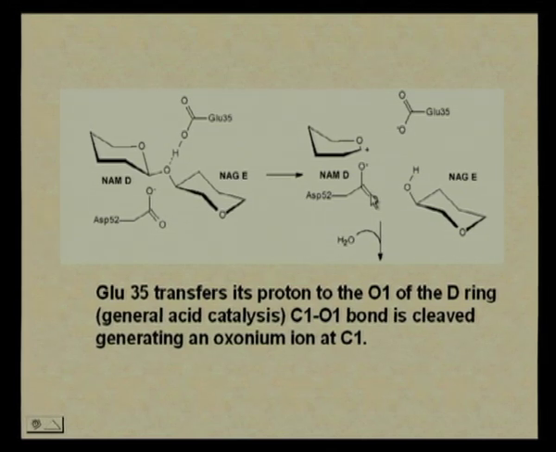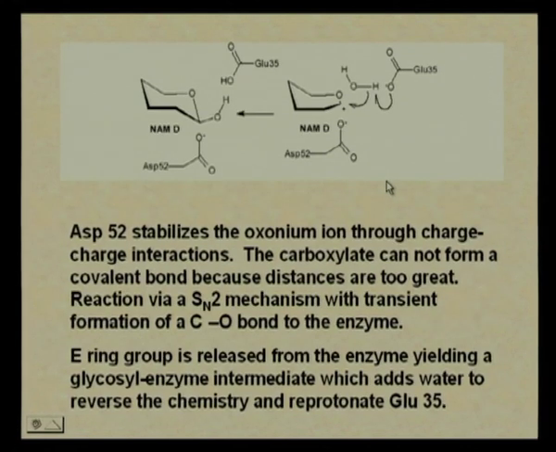Now, what is going to happen is, the lysozyme molecule in its present state cannot cleave another NAM-NAG. Why? Because glutamic acid does not have its proton to donate. So, for lysozyme to act as a catalyst once more, the glutamic acid has to get back to OH. So, what happens? The aspartic acid 52, the role of this is to stabilize the oxonium ion.